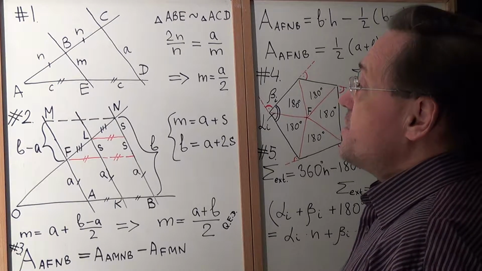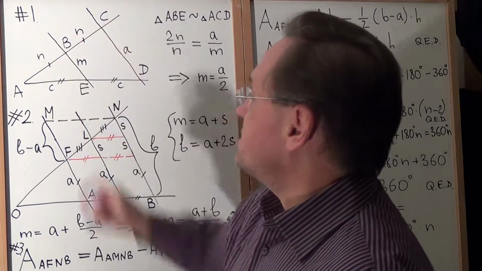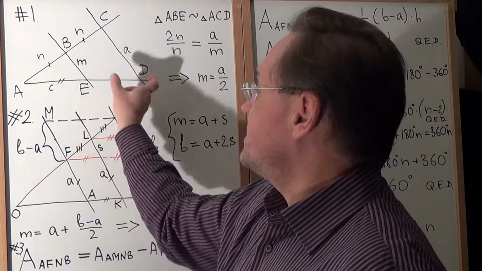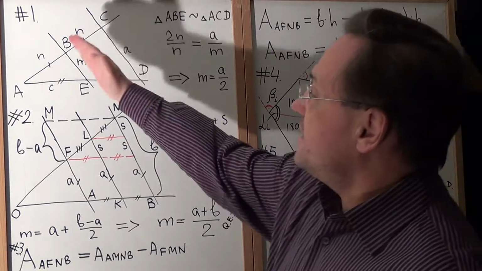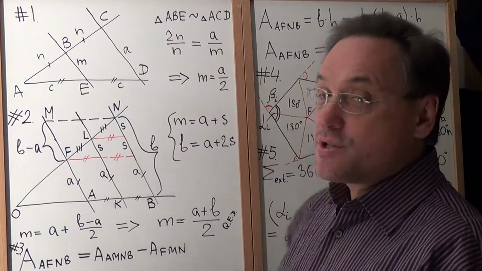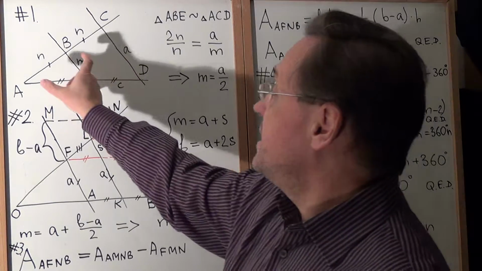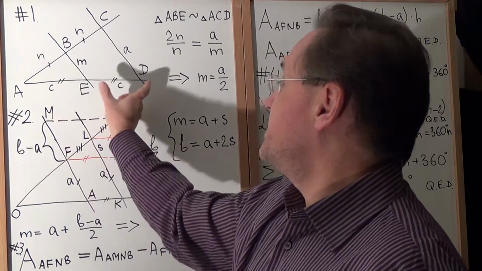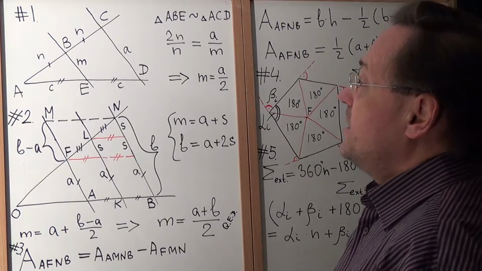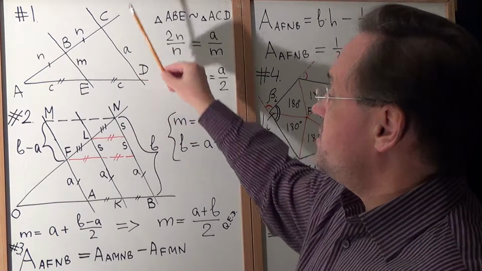In side splitter theorem, we say that if ratio of these line segments and these line segments is the same, then lines are parallel. So this is a converse of that theorem. And we clearly see that this is N, this is N, this is C, and this is C. So this line BE is parallel to CD.